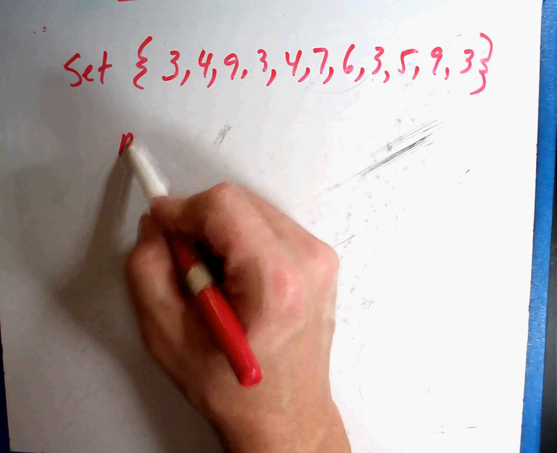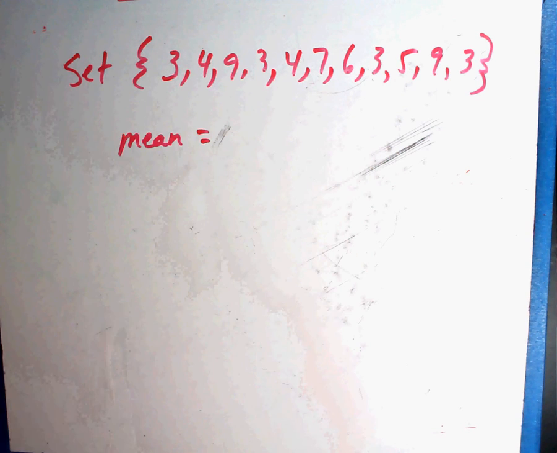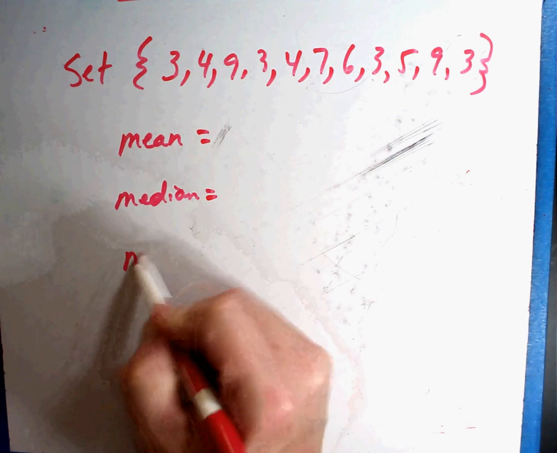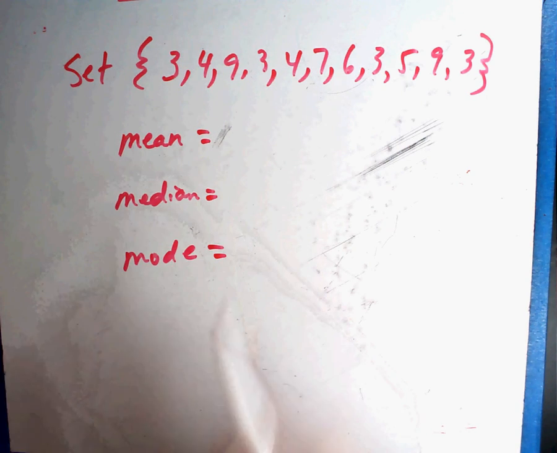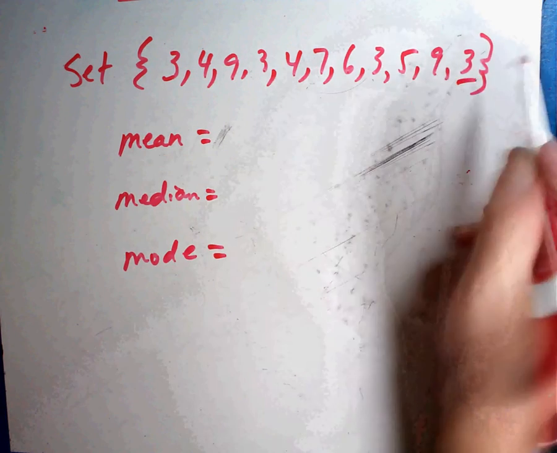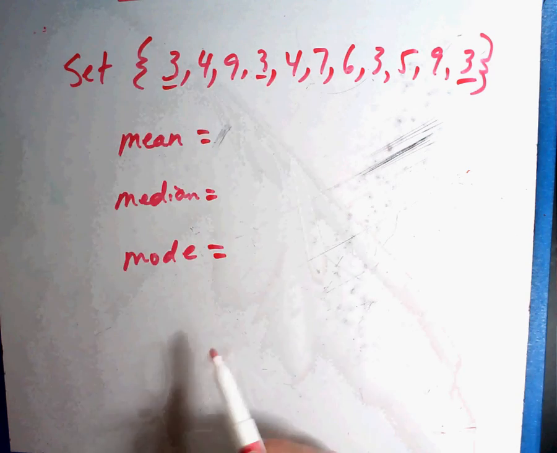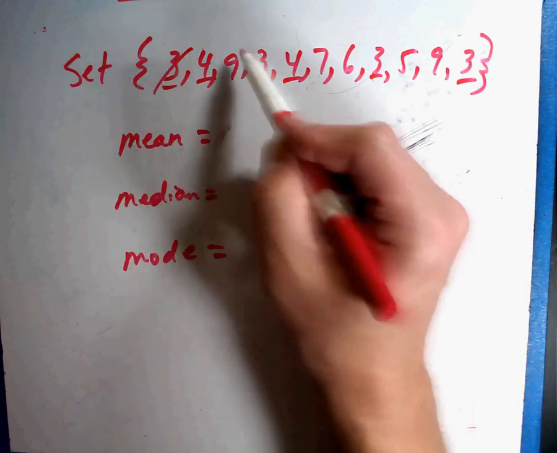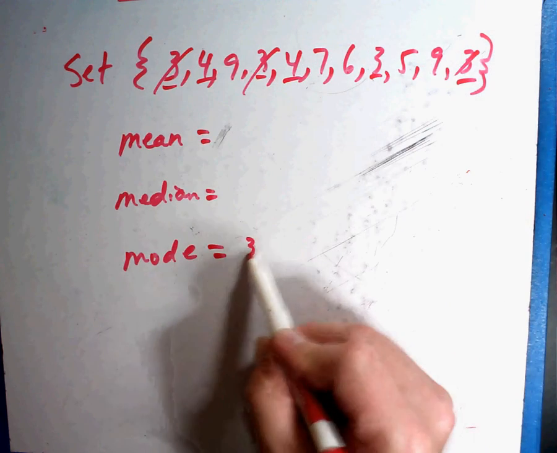First thing I want to know is what is the mean. Okay, and then I'm going to ask for the median and the mode. Well, that was the easiest. The number seen most often, I see a 3, I see a 3, I see a 3, I see a 4 and a 4. There's another 3. So 3s, that's definitely in the mode.